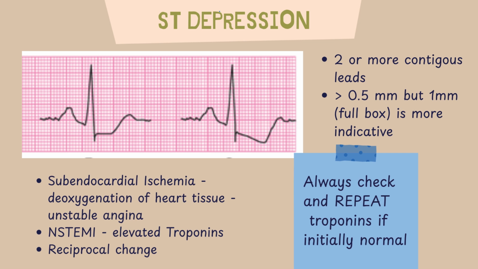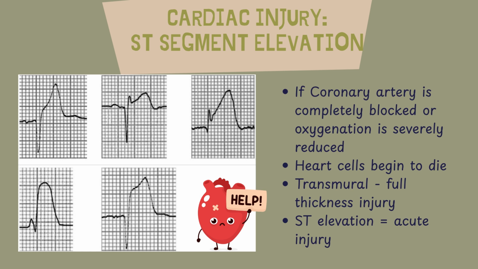Next, we get to injury. So when blood flow is severely reduced or completely blocked, heart cells begin to die. And now we're seeing transmural injury, meaning the full thickness of the heart is affected. This is where we see our ST segment elevation, because the injured cells disrupt normal repolarization and they shift the electrical current. So on EKG, ST elevation equals acute injury.